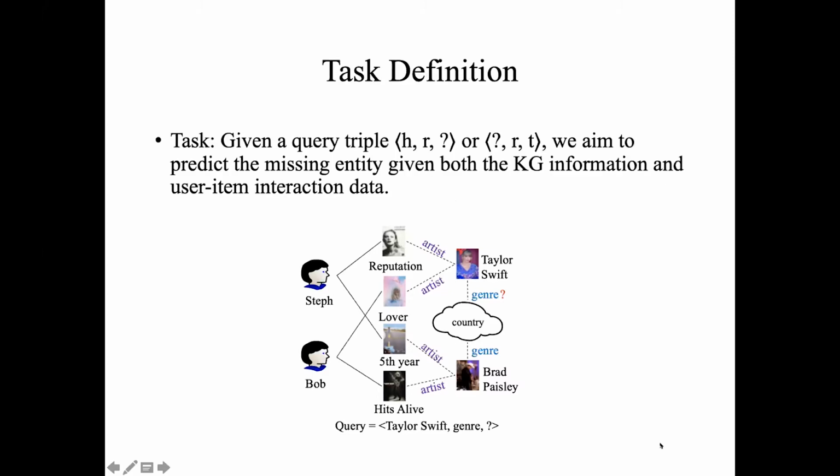Here we define our task. Our task is, given a query triple (h, r, ?) or (?, r, t), we aim to predict the missing entity given both the knowledge graph information and user item interaction data.